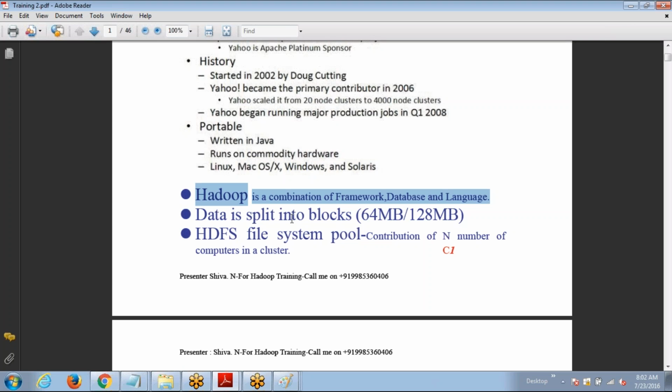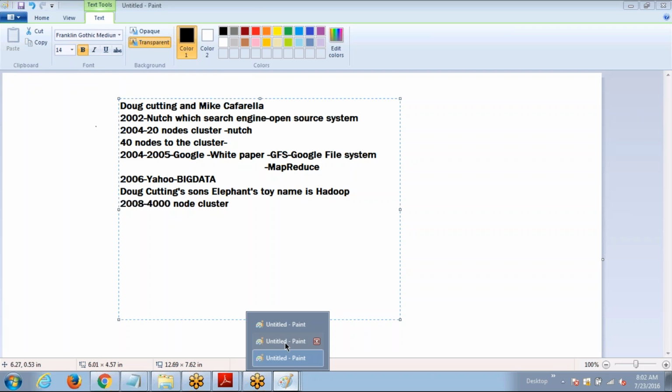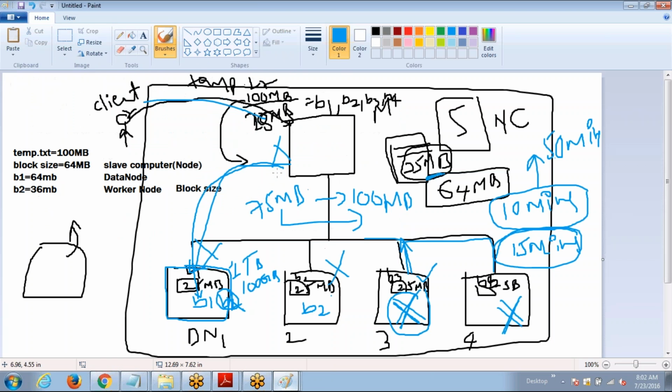We have seen data is split into blocks. We have seen thoroughly in our first example how we split data into a number of blocks. With 100 MB of data, block 1 has 64 MB and block 2 has 36 MB. Any questions so far? Each computer will not have just one block. It can have more than one block also.